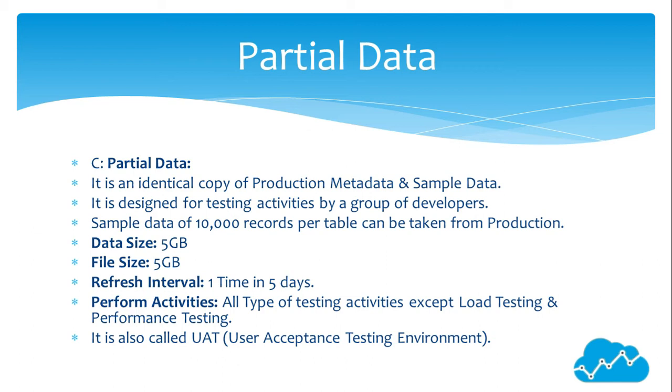Partial copy. It is an identical copy of production metadata and sample data. It is designed for testing activities by a group of developers. Sample data of 10,000 records per table can be taken from production. Data size 5 GB, file size 5 GB, refresh interval one time in 5 days. Perform activities: all types of testing activities except load testing and performance testing. It is also called UAT, User Acceptance Testing environment.